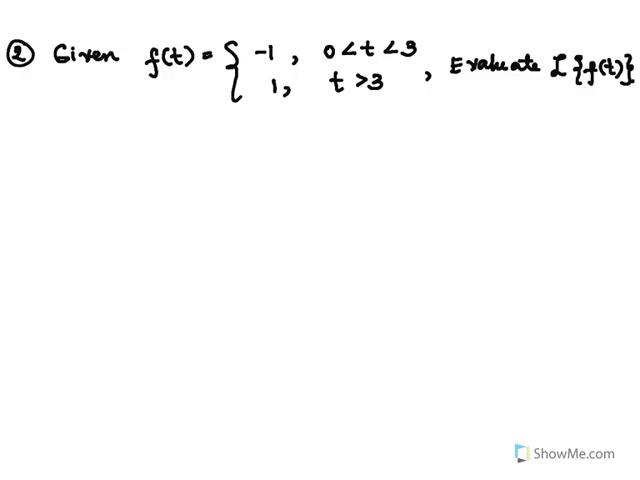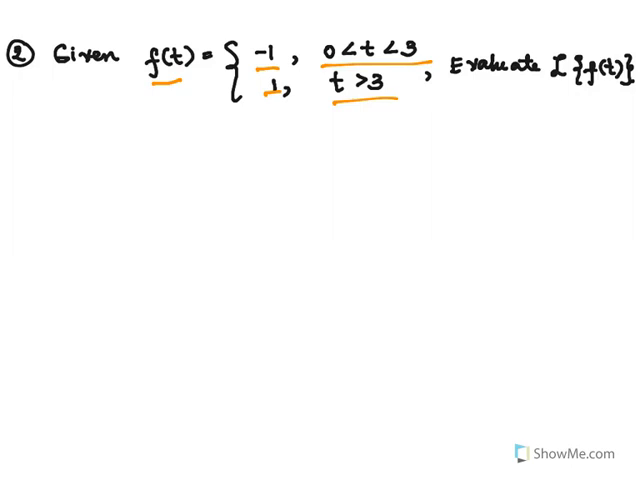Now, another example: if your function f of t is given as a piecewise function, meaning it is defined differently at different domains, we have to use the definition, the definite integral, because we have to cut the integral from 0 to infinity. Instead of 0 to infinity, we will follow whatever is written, or whatever is the restriction in the domain of your f of t. So here, f of t is negative 1 when t is from 0 to 3, but it is 1 when t is greater than 3, or from 3 to positive infinity.